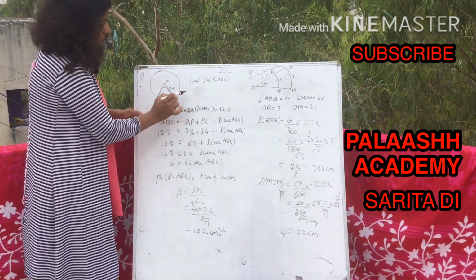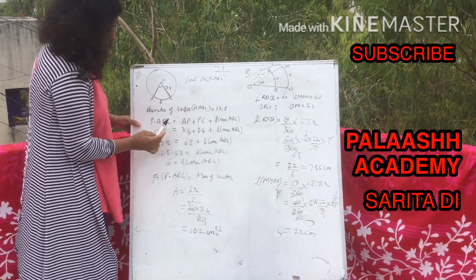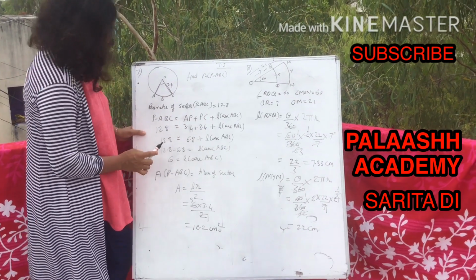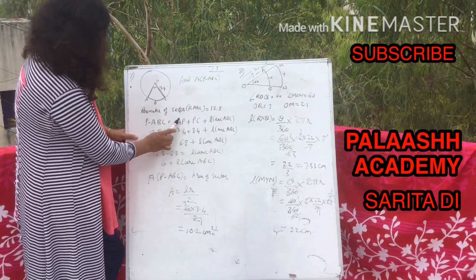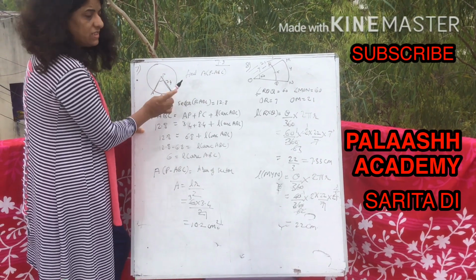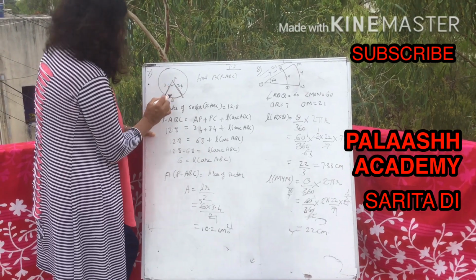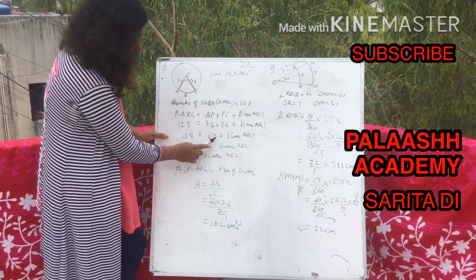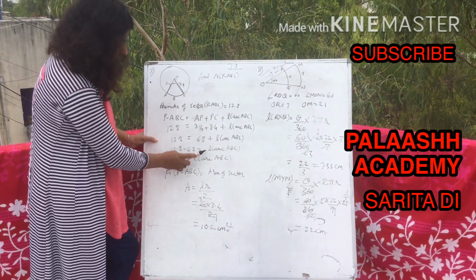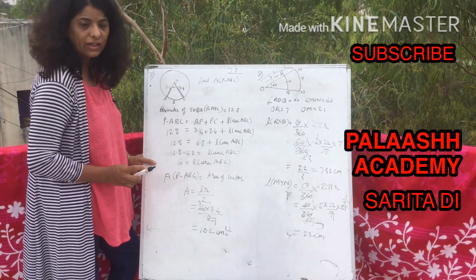So the perimeter of sector PABC gives you 12.8, that is AP plus PC plus the length of arc ABC. Now AP is 3.4, so PC is also 3.4, meaning the radius is 3.4. Substitute it, you get 6.8 plus the length of arc ABC. So 12.8 minus 6.8 gives you 6, that is the length of arc ABC.